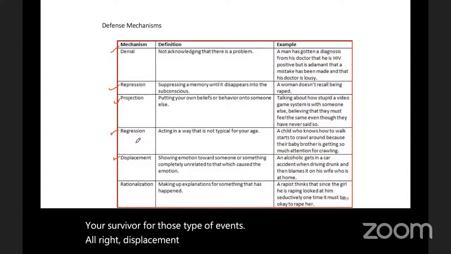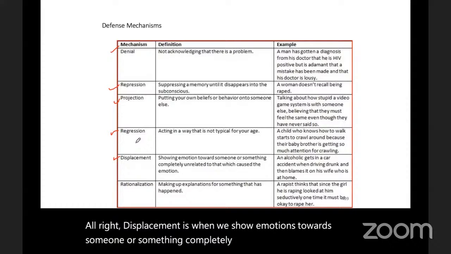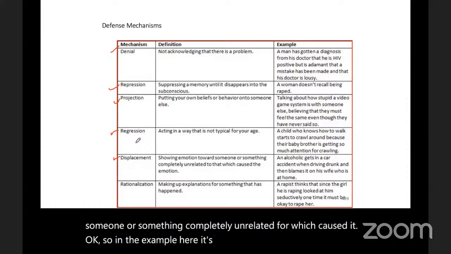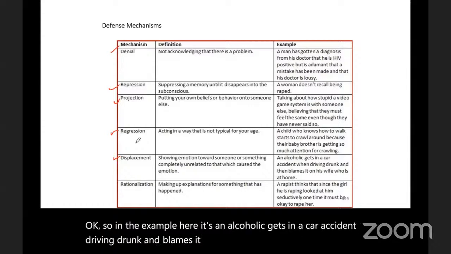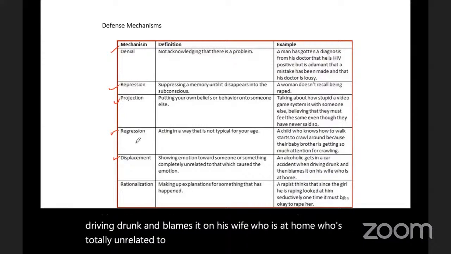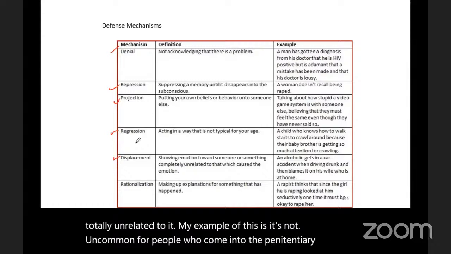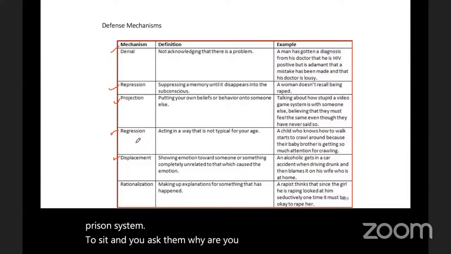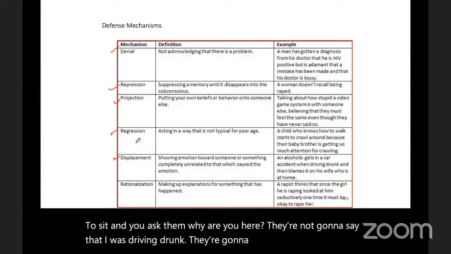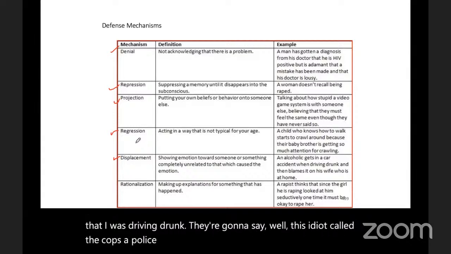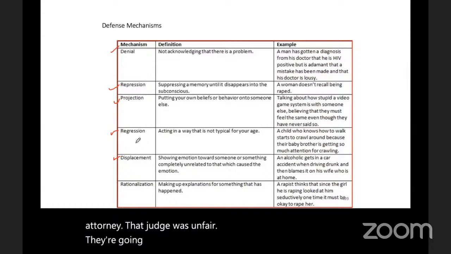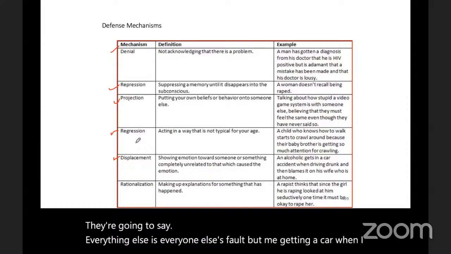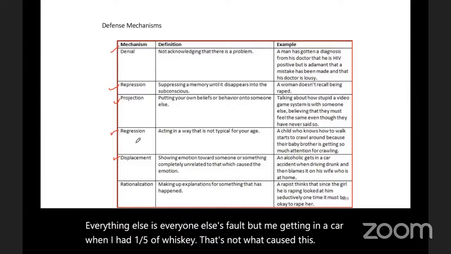Displacement is when we show emotions towards someone or something completely unrelated to what caused it. Okay, so in the example here, an alcoholic gets in a car accident, driving drunk, and blames it on his wife, who is at home, totally unrelated to it. My example of this is that it's not uncommon for people who come into the penitentiary system, the prison system, to sit and you ask them, why are you here? They're not going to say that I was driving drunk. They're going to say, well, this idiot called the cops. A police officer happened to be there. I had a stupid attorney. That judge was unfair. Everything else is everyone else's fault. But me getting in a car when I had a fifth of whiskey, that's not what caused this. Okay. This is a form of what's called displacement.